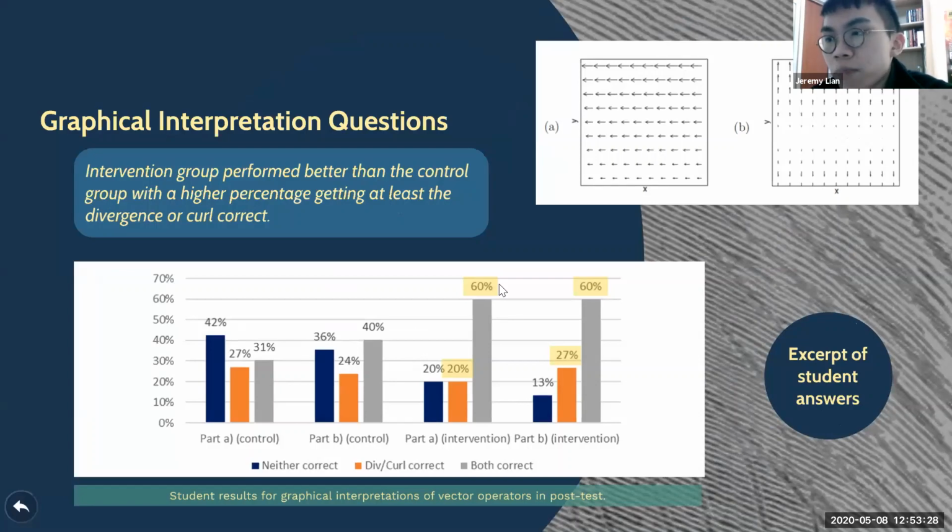Our intervention group performed better than the control group, with a higher percentage getting at least the divergence or curl correct: 80% and 87% for part A and B respectively by the intervention group, compared to only 58% and 64% for the control group.